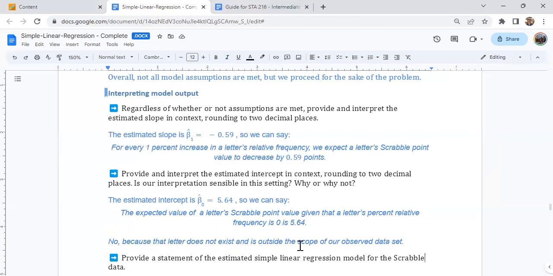And so what do I mean specifically by it's outside the scope of our data set? Well, we're using the percent relative frequency to predict a letter's point value. So anytime you're making predictions or interpreting estimates for your regression model, it only makes sense to do that with predictor variable values that are inside the range of your data set that you're working with.